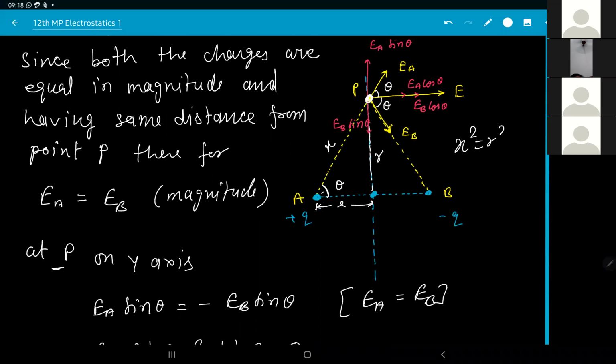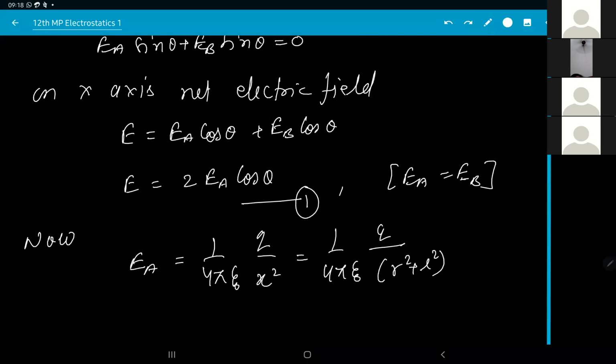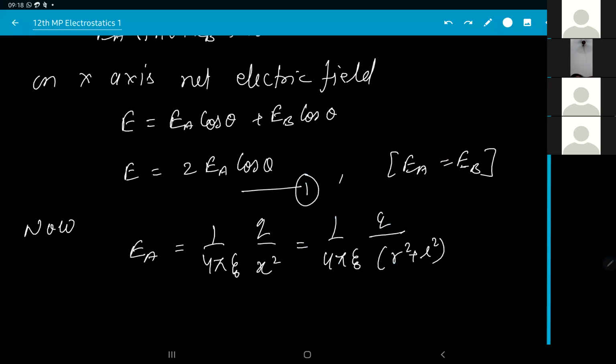X square is equal to R square plus L square using Pythagoras theorem. L square plus R square. Yes sir. Okay, using Pythagoras theorem. Okay, it's good up to here. Now we have calculated EA.